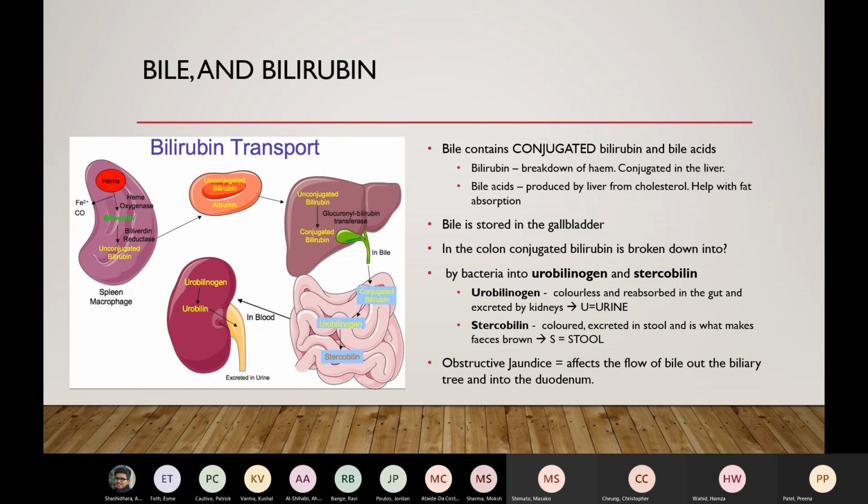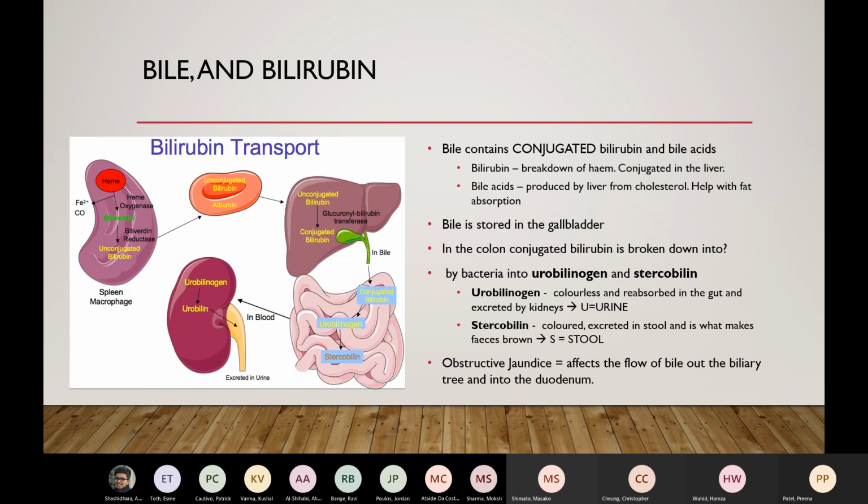Your bilirubin is a breakdown product of heme, and when it's initially made, it's not conjugated, it's not soluble, it's just there in your plasma, and it gets bound to albumin, and that's what brings it to the liver. Then in the liver, it gets conjugated, it becomes soluble, and then you excrete it through your bile. And it's just a waste product. It has no function whatsoever.